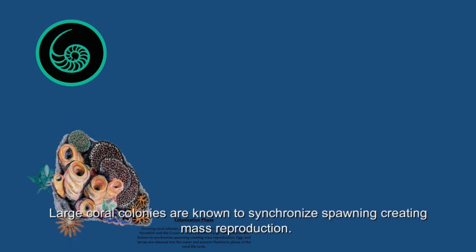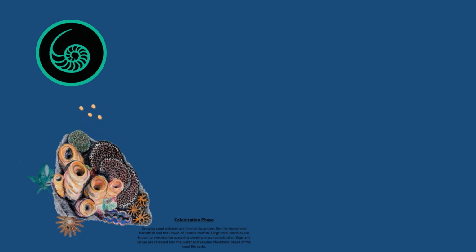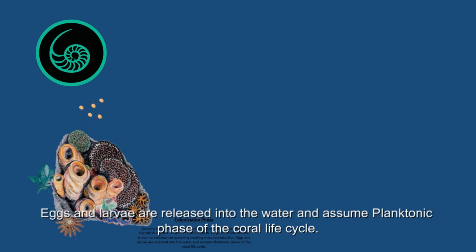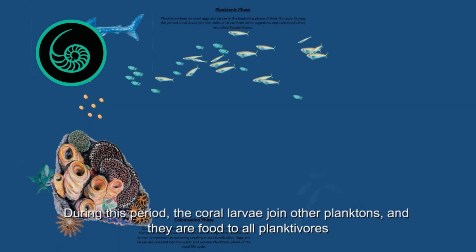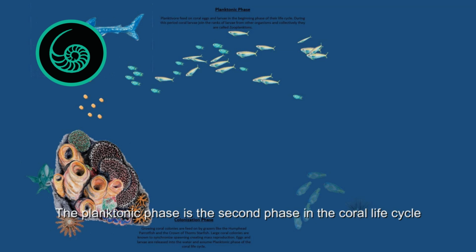Large coral colonies are known to synchronize spawning, creating mass reproduction. Eggs and larvae are released into the water and assume the planktonic phase of the coral life cycle. During this period, the coral larvae join other planktons, and they are food to all planktivores. The planktonic phase is the second phase in the coral life cycle.